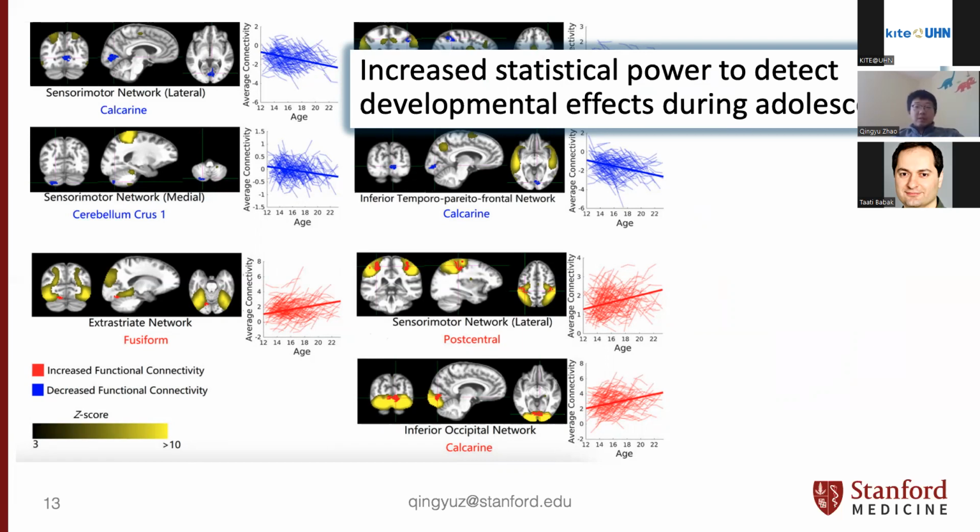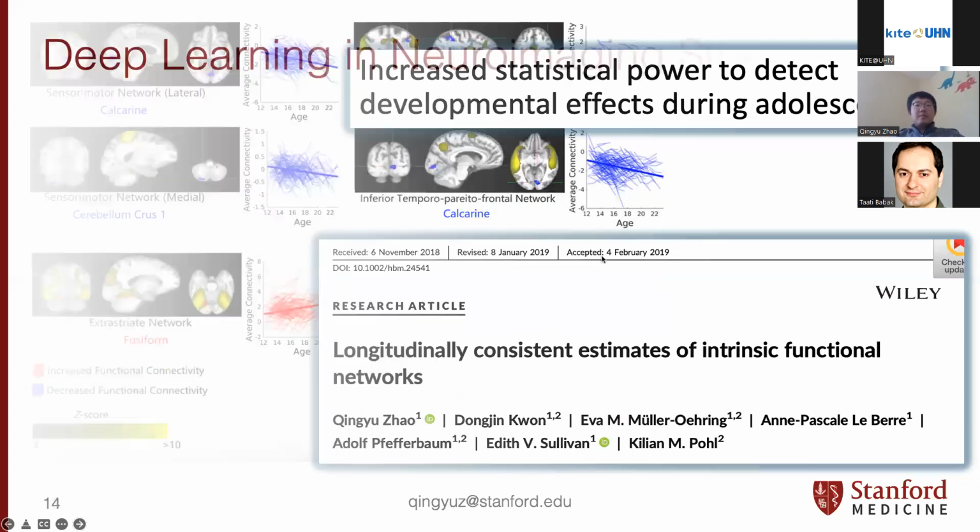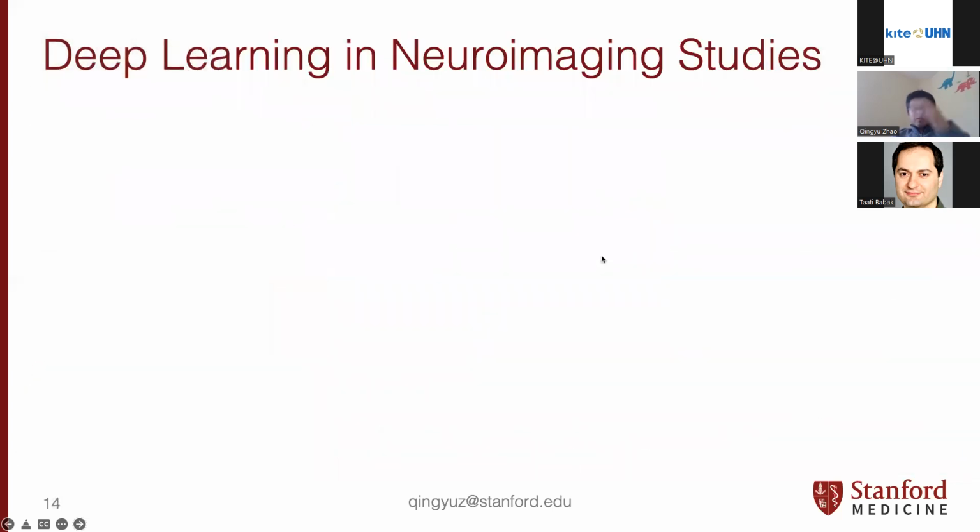Again, I'll stop here for this work, because I want to spend a little bit more time on the deep learning work that will come next. So let's say we use those longitudinally consistent measurements of MRI data, you're ready to apply deep learning analysis for different applications, because we all know that deep learning is attracting more and more attention in neuroimaging studies nowadays due to its flexibility and sensitivity.